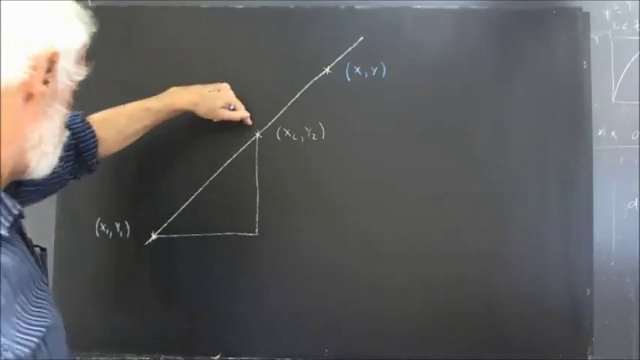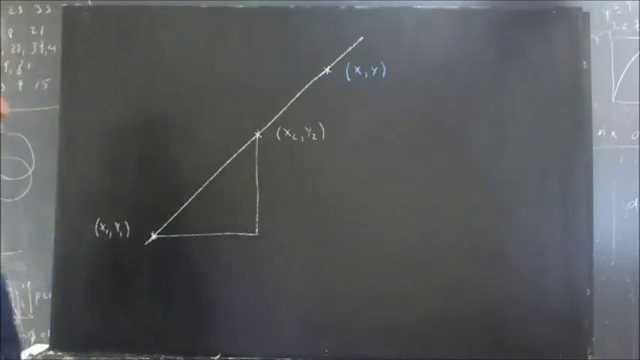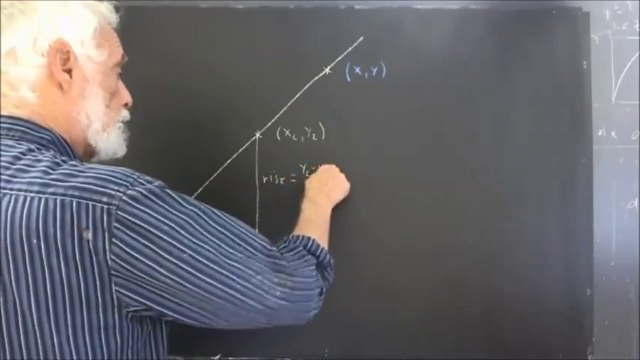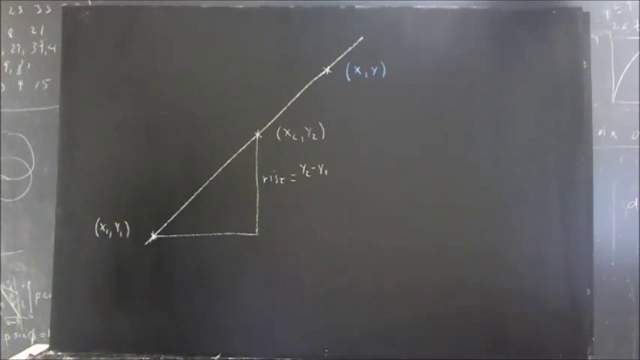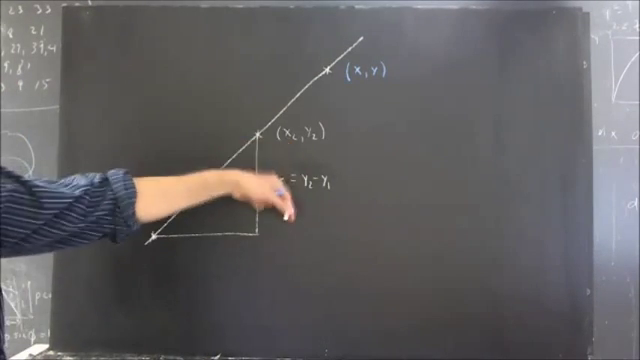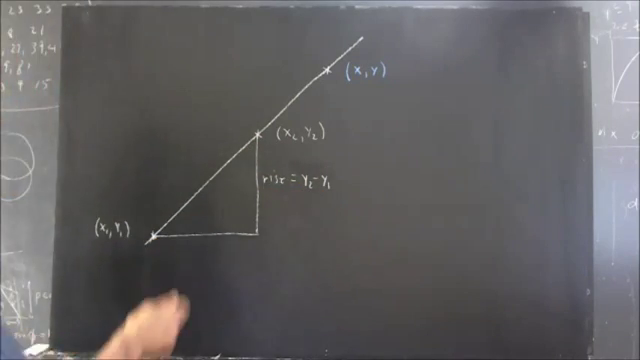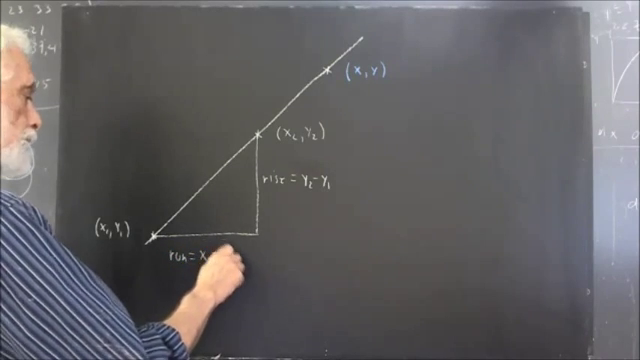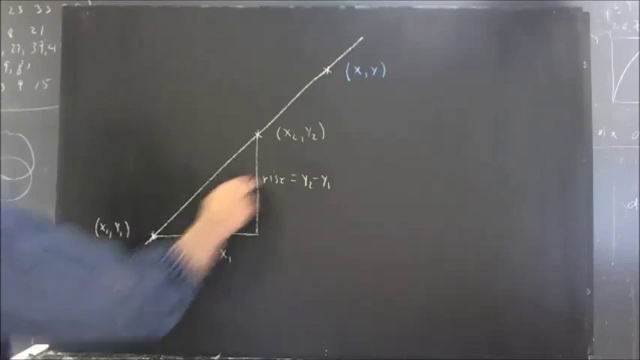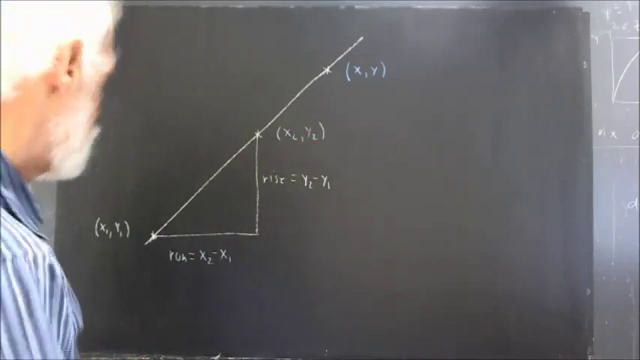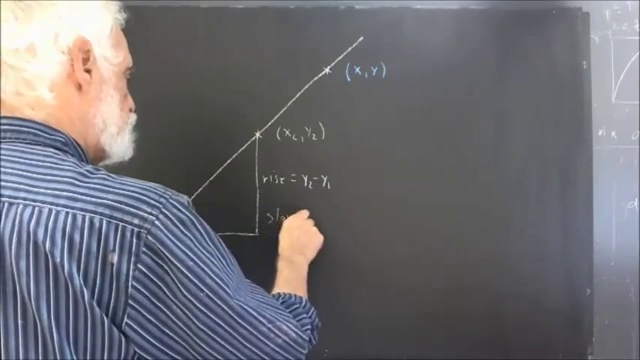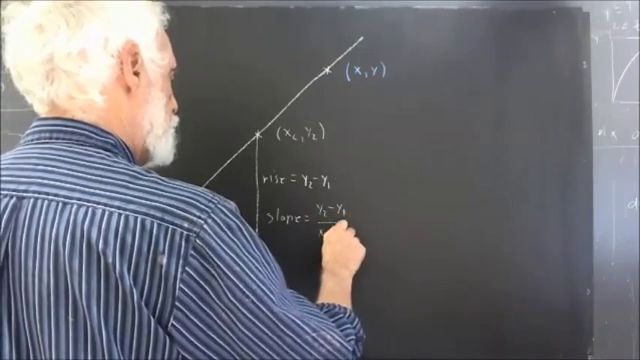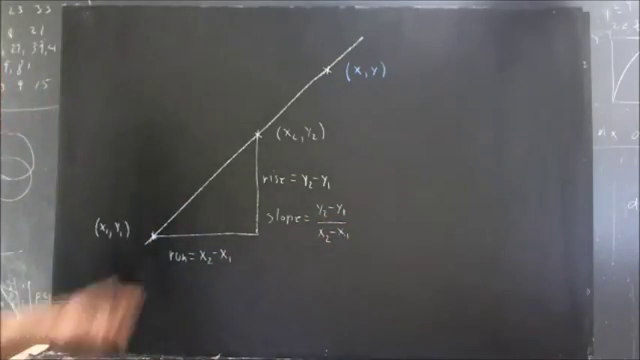We draw the triangle based on x1, y1, x2, y2. The rise of this triangle is y2 minus y1, and apologies, I started to write out the expression for the slope. I moved this down to where it would make a little more sense. The run is x2 minus x1, change in the x coordinate, change in the y coordinate, so that the slope is y2 minus y1 over x2 minus x1, slope being the rise divided by the run.